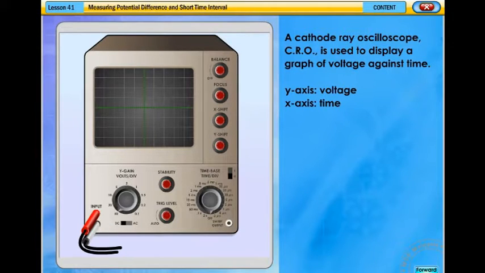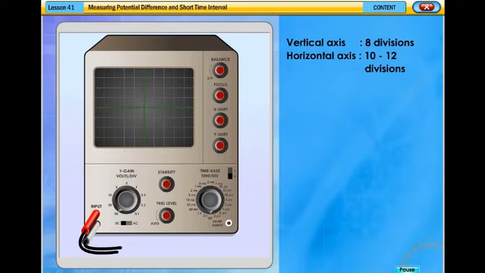A cathode ray oscilloscope, CRO, is used to display a graph of voltage against time. Voltage is plotted on the vertical or y-axis, and time is plotted on the horizontal or x-axis. The screen of the CRO normally has 8 divisions on the vertical axis and 10 to 12 divisions on the horizontal axis.